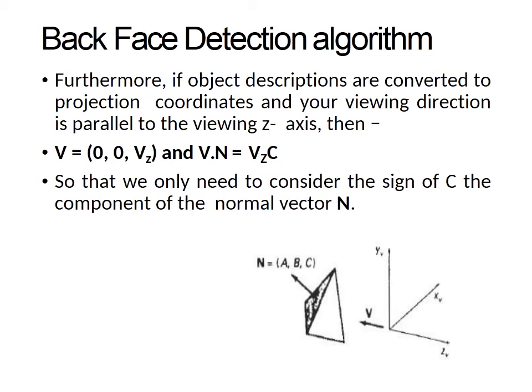For the left-handed system, if the z component of the normal vector is positive, then it is a back face. If the z component of the vector is negative, then it is a front face. Thus, for the right-handed system, if the z component of the normal vector is negative, then it is a back face. If the z component of the vector is positive, then it is a front face.